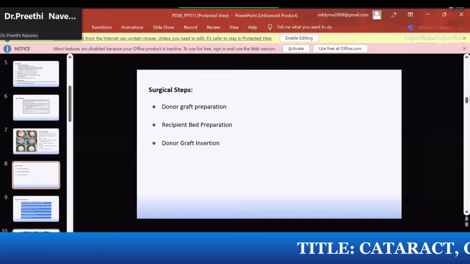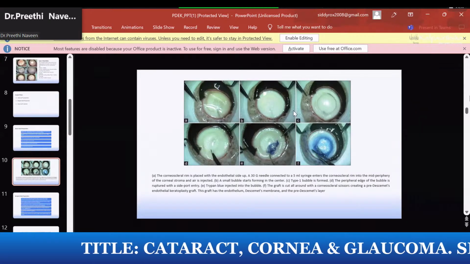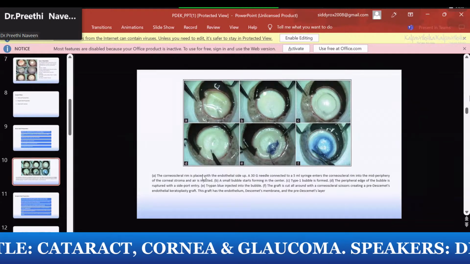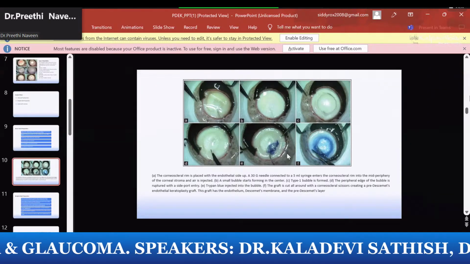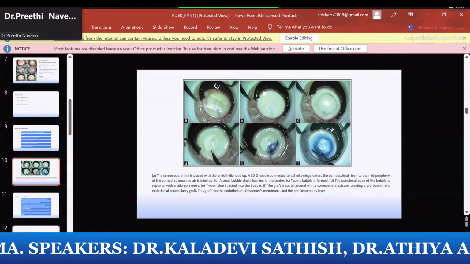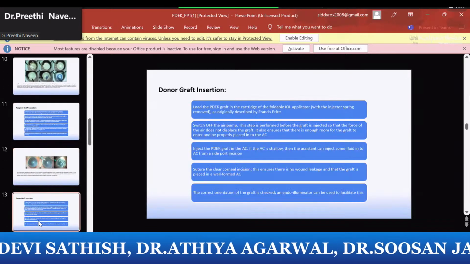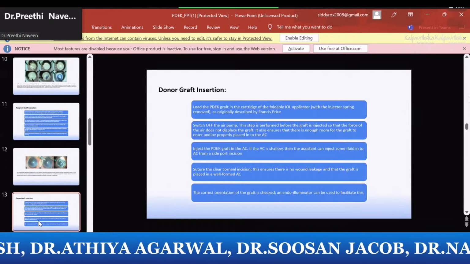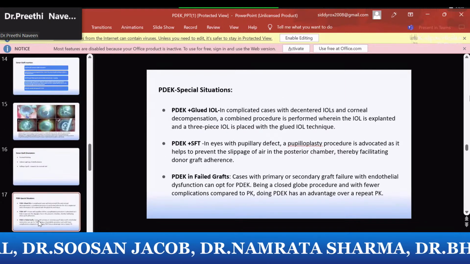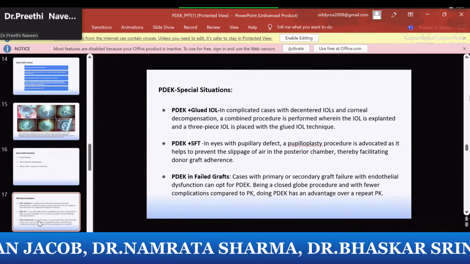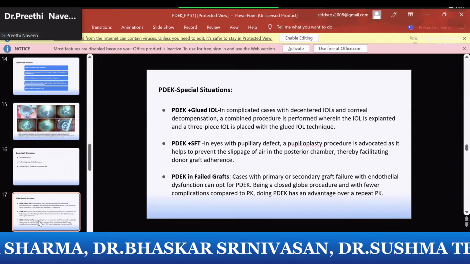So I'd go on to surgical steps. Basically you have a PDEK bubble graft, and you have to incise the bubble, inject the Blurex dye, and cut the graft according to the size you need. I think I would skip all this and go directly to the videos so that I can explain it better there.